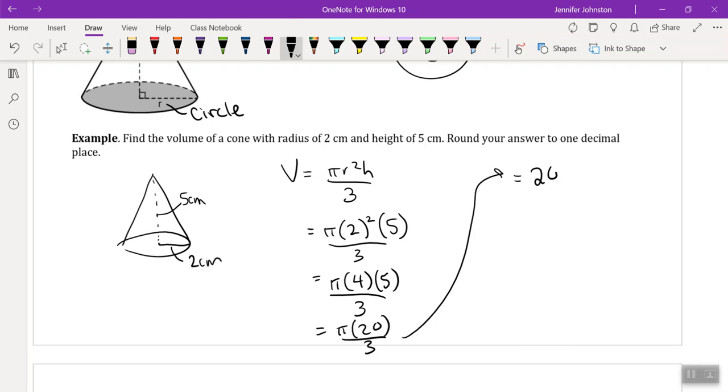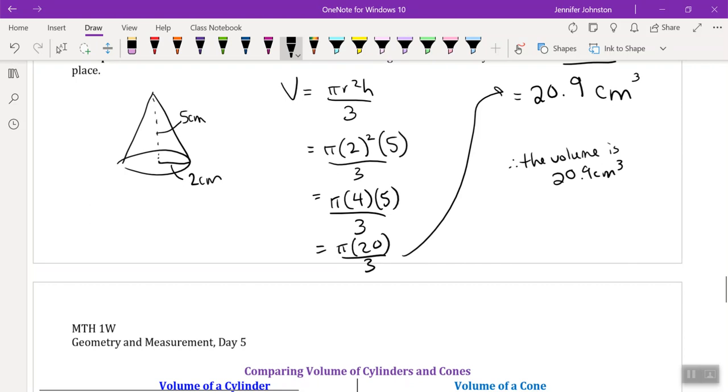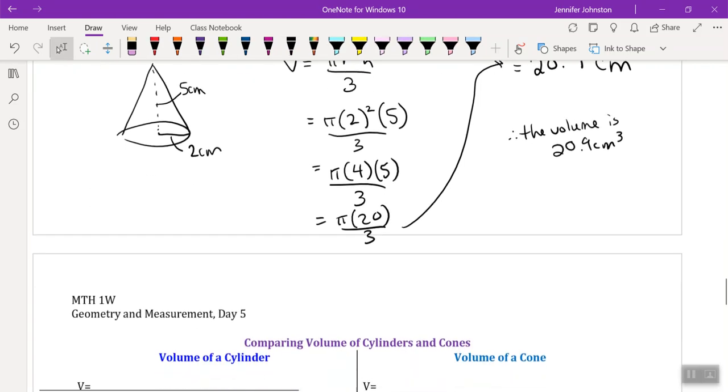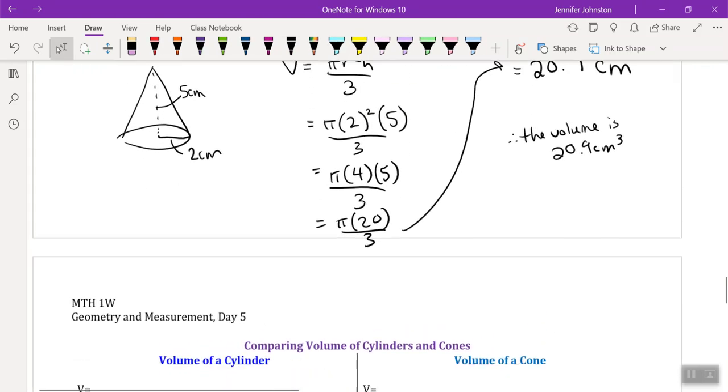We get 20.9, rounded to 1 decimal place, so 20.9 centimeters cubed. So therefore the volume is 20.9 centimeters cubed. All right, this next question is comparing cylinders and cones.